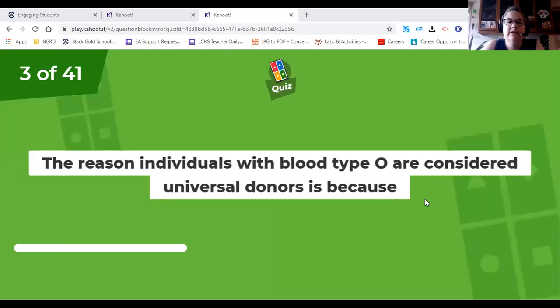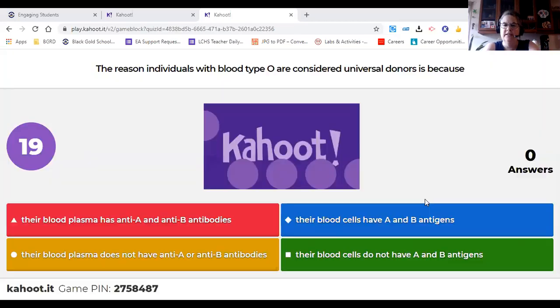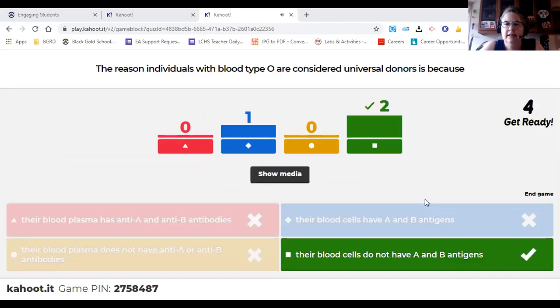Next, the reason individuals with blood type O are considered universal donors is because their plasma has anti-A and anti-B antibodies, or doesn't have anti-A and anti-B antibodies. Or their blood cells have A and B antigens, or their blood cells do not have A and B antigens. What makes them universal donors? All right, 2 out of 3 of you.